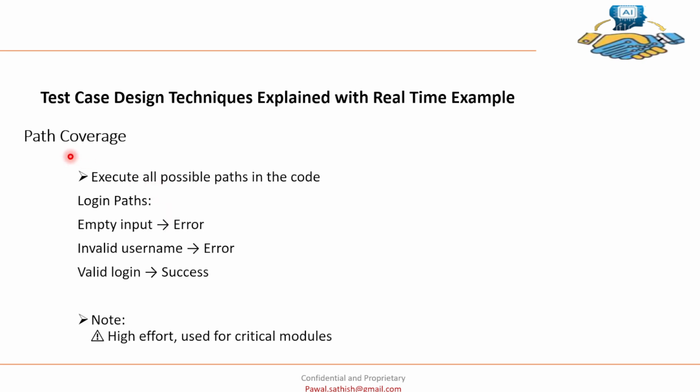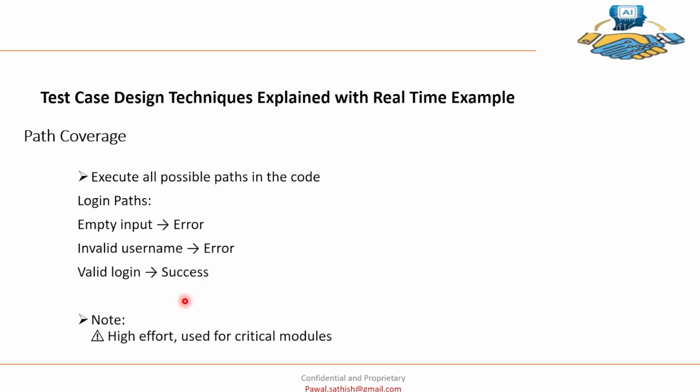The next is path coverage, which executes all possible paths in the code. Like the login path: if you consider empty inputs, what will happen? An error message should be shown. If the user enters an invalid username and valid password, an error message should be shown. If the user enters a valid username and valid password and clicks on login, then a success message should be displayed.